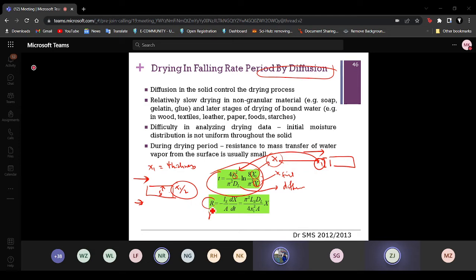Okay, to find the rate of drying in the falling rate period, dx over dt is pi square Ls D over 4 times the thickness squared. The same principle needs to be applied to the thickness, and x is the x final, or whatever x you want to find, for example x7, x8 or x9. They will correspond to their rate of drying using the diffusion mechanism.